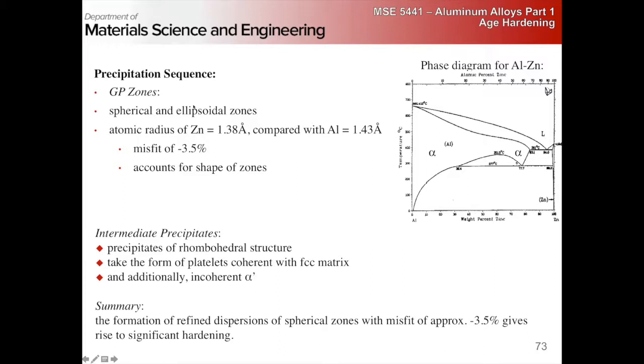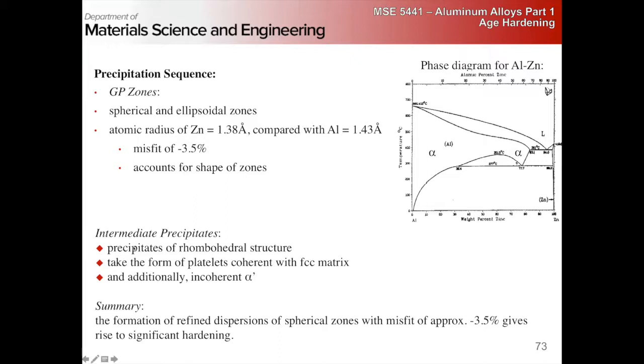GP zones are spherical and ellipsoidal. Ellipsoidal is kind of intermediate to the plate. There's elastic anisotropy, but it's not driving to a rod or plate structure. Zinc is fairly close, closer in misfit to copper, but not as close as magnesium, 1.38 angstroms to 1.43. And this accounts for the shape of the zones.